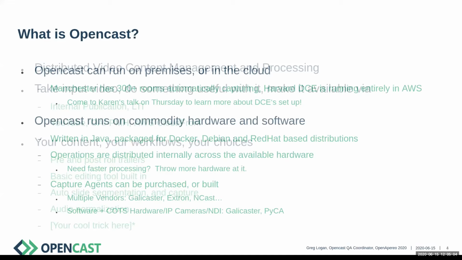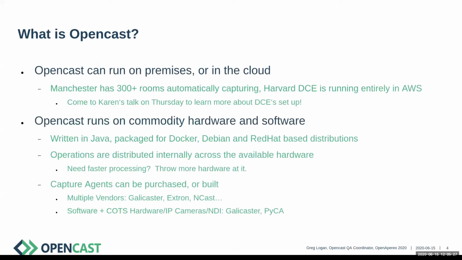Opencast can run on premises or in the cloud. Manchester, the organization with the QR codes, has 300 plus rooms automatically capturing, and I believe their staff is, I think, 5 people. So Opencast can scale pretty easily. Harvard DCE is running another large install entirely in AWS. If you are interested in what that looks like, come to Karen's talk on Thursday. She's talking about some part of DCE's configuration. I'm not entirely sure what.